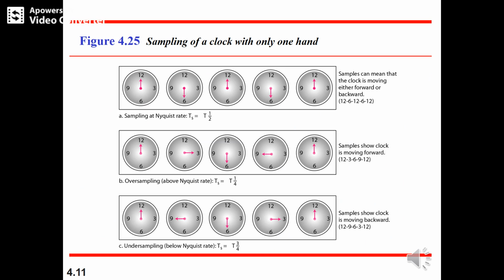So, sampling of a clock with only one hand. We can observe that for the Nyquist rate, Ts is equal to T by 2. For oversampling, Ts is equal to T by 4. For undersampling, Ts is equal to T into 3 by 4.